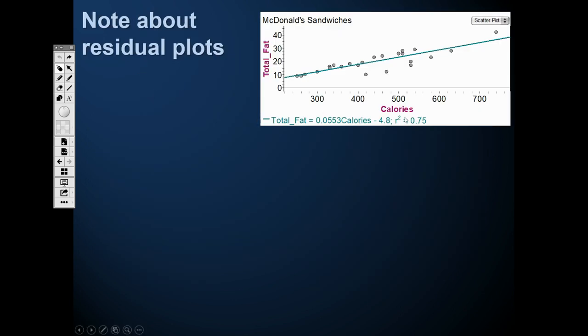So, a note about residual plots. This is really important. Here's our normal scatter plot, calories versus total fat. And here's total fat hat, right? This would be a hat. Total fat hat equals 0.0553 times calories minus 4.8. And then we have an R squared of 0.75. If I wanted to know R, I would take the square root of both sides and notice the slope is positive and make sure that my R value is positive. Anyway, we're looking at this.